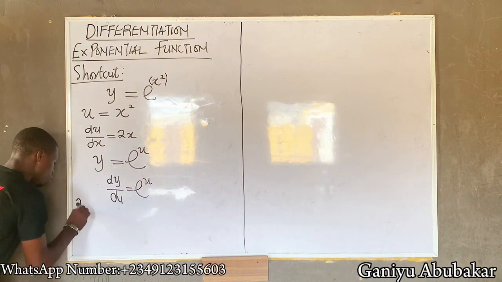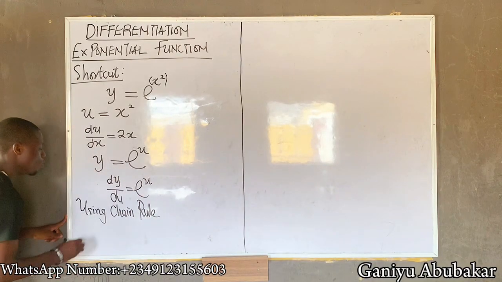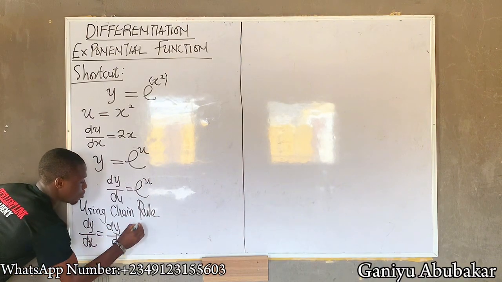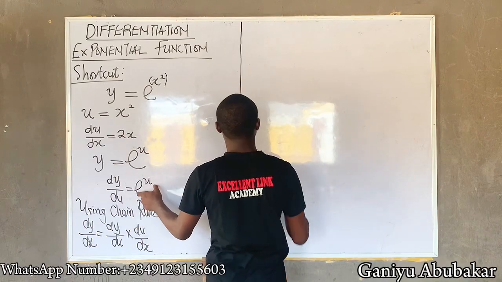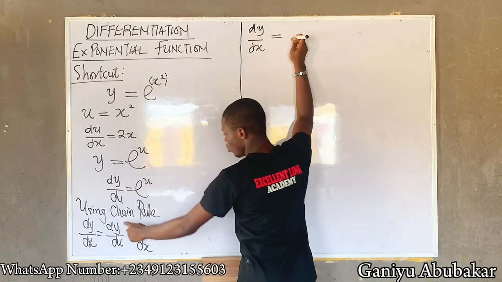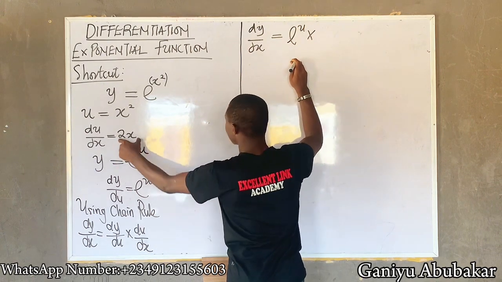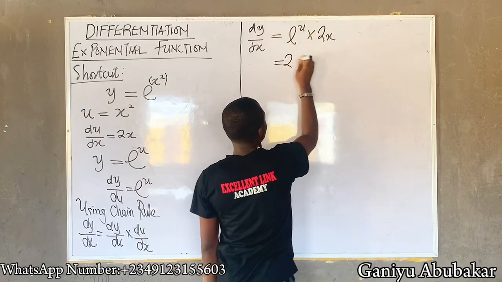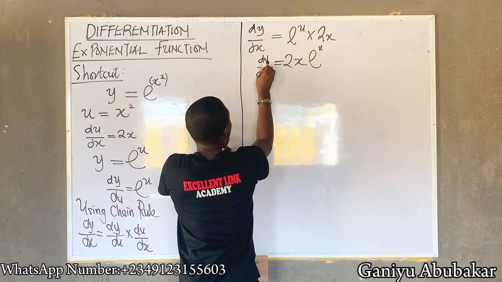At this junction, I'll say using the chain rule, what do we know? dy over dx is equal to dy over du times du over dx. From here, what's the value of dy over du? It's exponential u. So dy over dx will be equal to exponential u times du over dx, which is 2x. Combine this: 2 comes first, then x follows, then exponential u. So this is my dy over dx value.